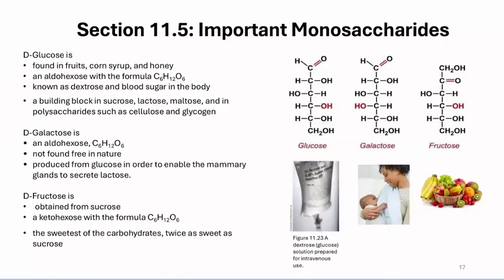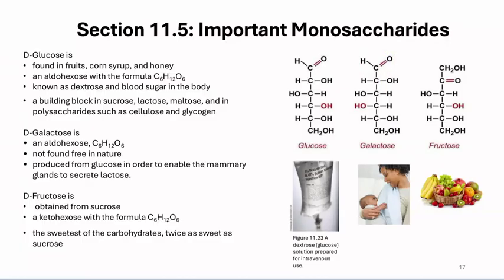Next, let's talk about galactose, which we can see its structure on the right side of the slide. Galactose is also an aldohexose of chemical formula C6H12O6, and we can see its aldehyde and additionally the number of carbons, which are 1, 2, 3, 4, 5, and 6. Galactose is actually not found free in nature, meaning that you don't see galactose as a monosaccharide available in nature. It is actually produced from glucose.